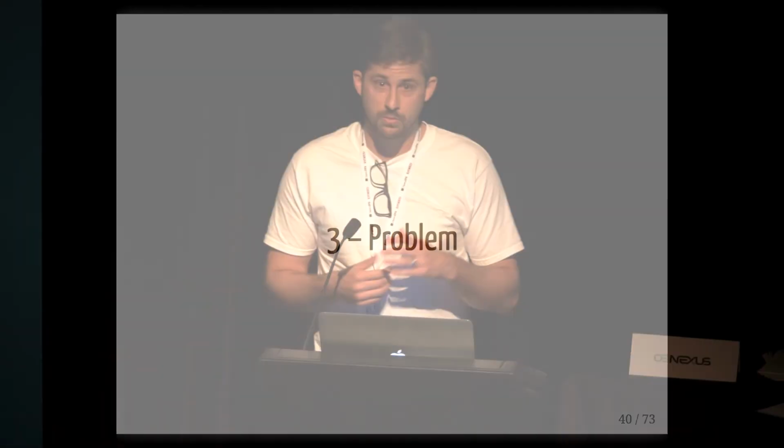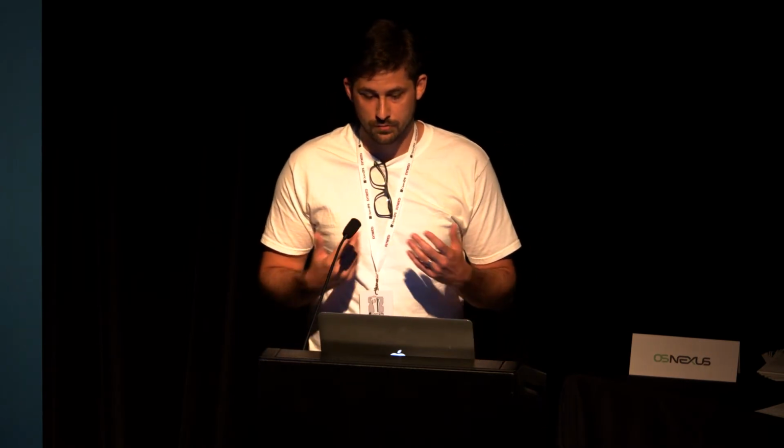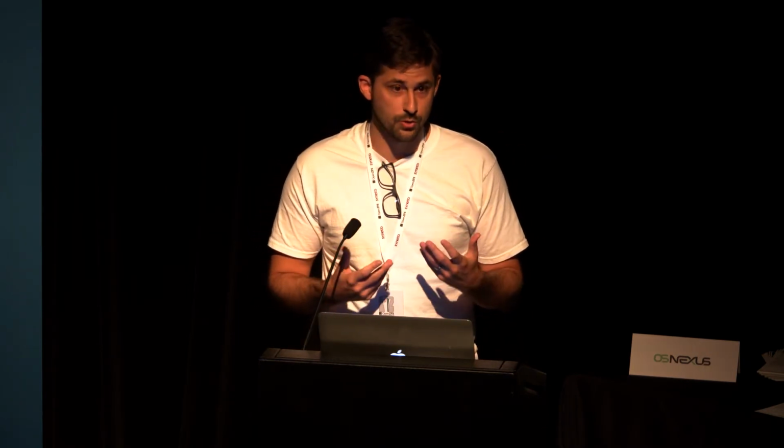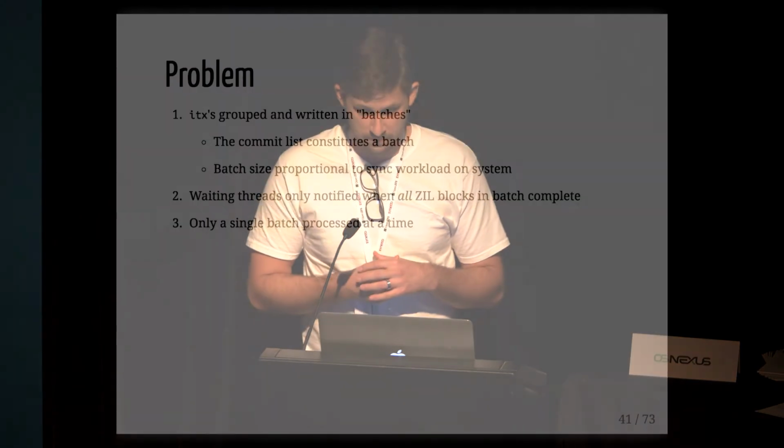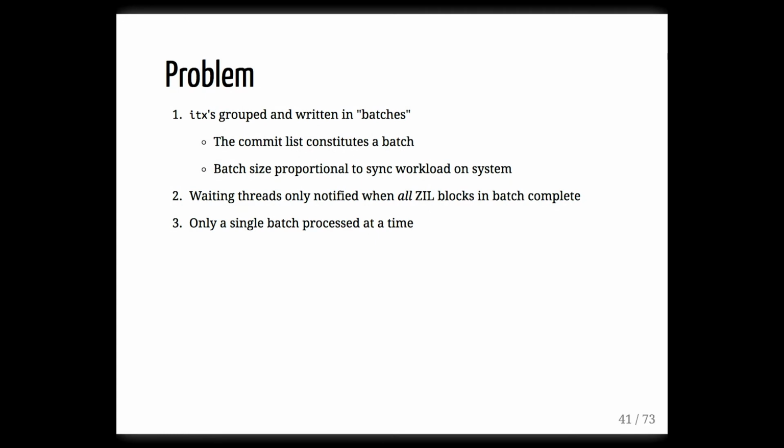So now let's dive into the problem with all of this. The main issues can be summarized into the following 3 points. First, ITXs are grouped and written in batches, where the commit list constitutes a batch, and the batch size is proportional to the sync workload on the entire system. Next, threads waiting for ZIL commit to complete are only notified when all ZIL blocks in a given batch complete. So if a given batch is large, that means ZIL commit must wait for all of those blocks to complete, even if the caller only cares about a small percentage of the data in that batch. And lastly, only a single batch can be processed and written out at any given time.